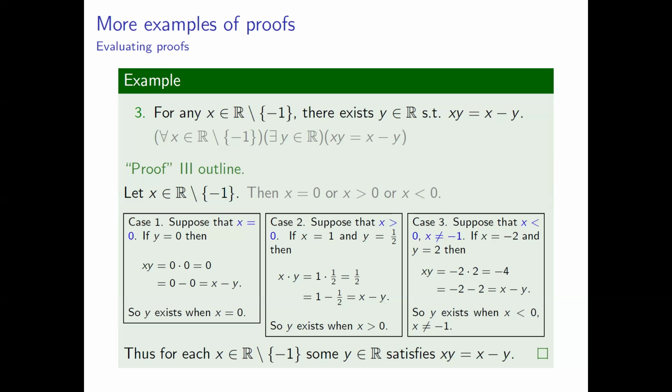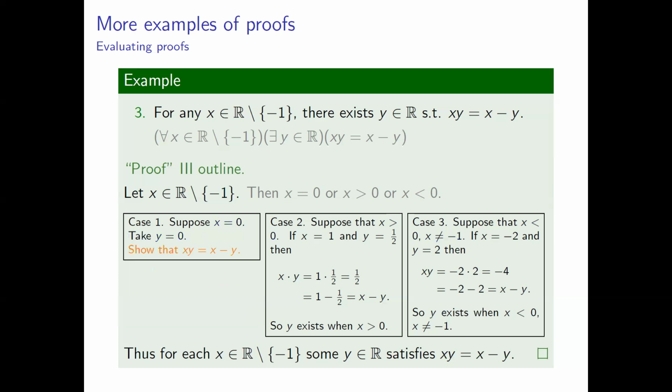Let us get the outline of the argument in each case. In case 1, after assuming that x equals 0, the number y is taken to be 0, which is clearly a real number. Then it is shown that the product xy is equal to x minus y. The last sentence is just a statement of what has been proved, so we can omit this from the outline. Thus, in case 1, we begin by assuming that x equals 0, take y to be 0, then show that xy equals x minus y.